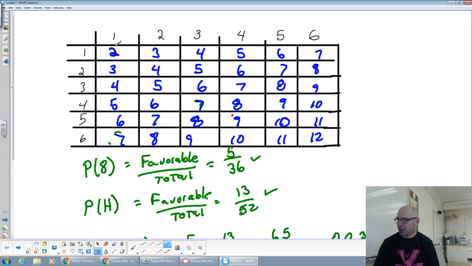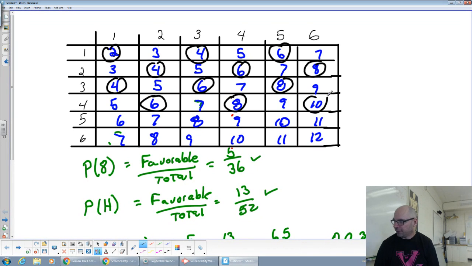Okay, so let's do even numbers. Even, even, even, even, even, even, even, even. Keep on doing that until we get all the even numbers circled. And we have, okay, we want odds for. So this, we have 18 favorable.